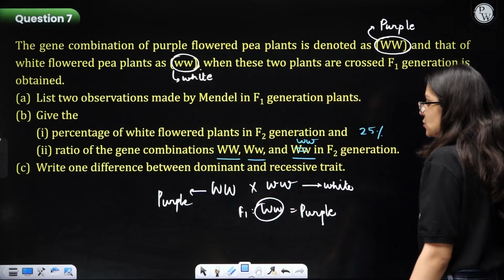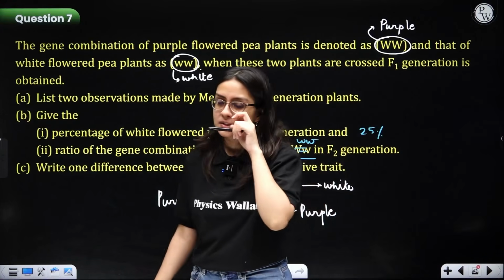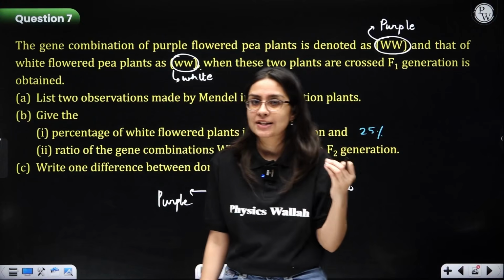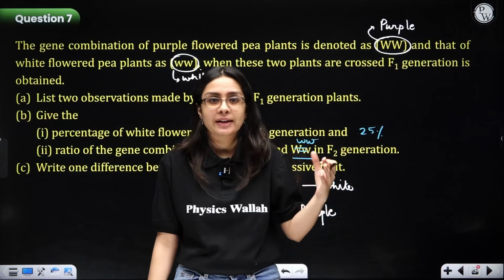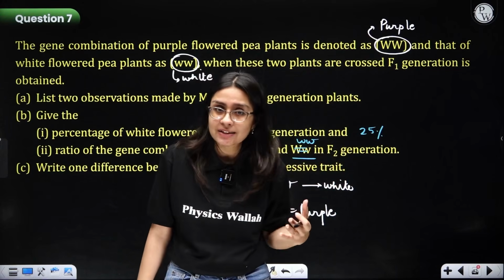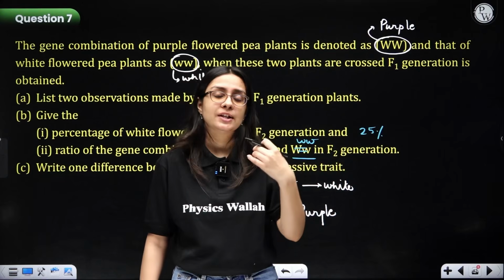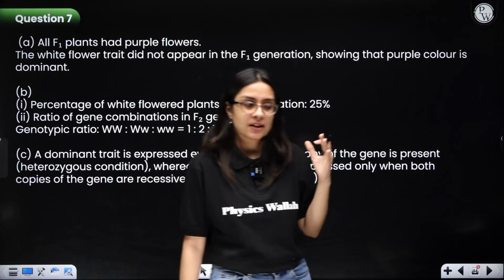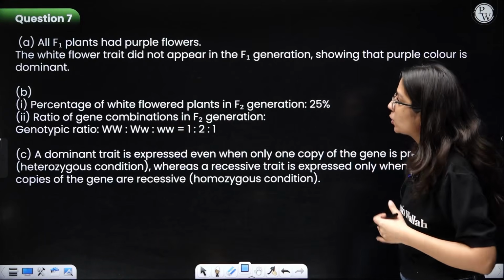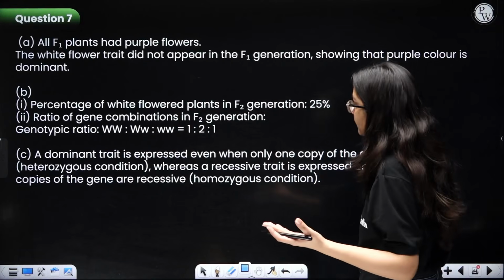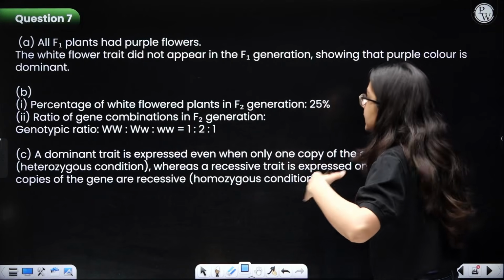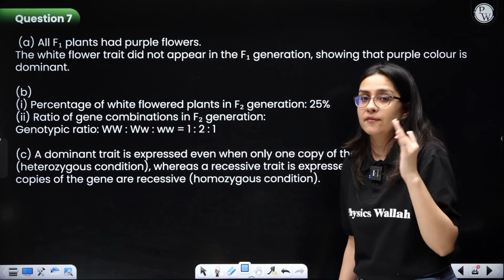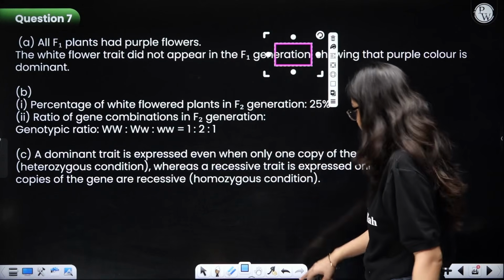Right, one difference between dominant and recessive trait. A dominant is the one that will express regardless of whether a recessive allele is present or not. But for a recessive allele, in order to express itself, it needs to be in homozygous recessive condition. The same thing is written over here. All F1 will have purple flowers. The white flower will not appear because it is recessive, and in F1 only the dominant expresses.